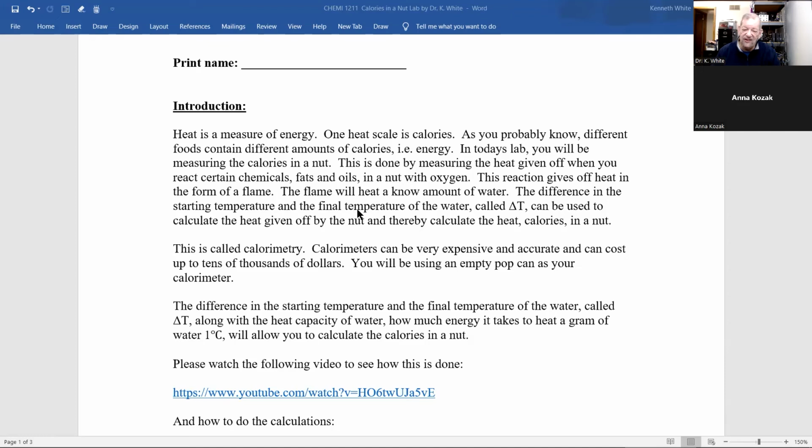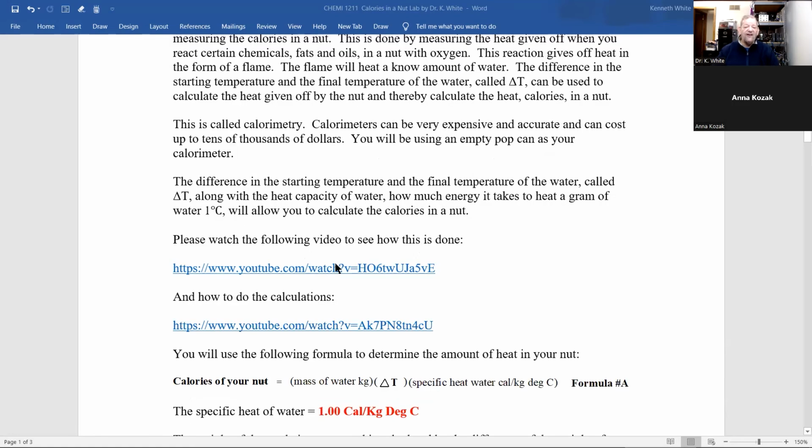And you measure, just like you did last week, the difference in the final from the starting, and we call that delta T. And you can calculate the heat given off by the nut, and therefore the heat in calories. In this lab, we'll use calories, not joules, which is another heat scale. Now, this is called calorimetry, and the calorimeters, like the one you didn't use last week, can be very expensive and accurate. They can cost, like I said last week, up to tens of thousands of dollars.